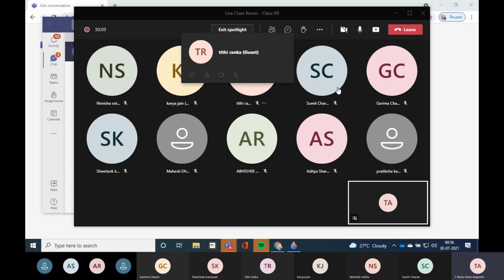Now we have the general description of the floral parts.